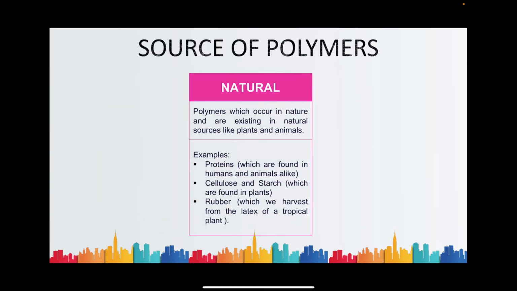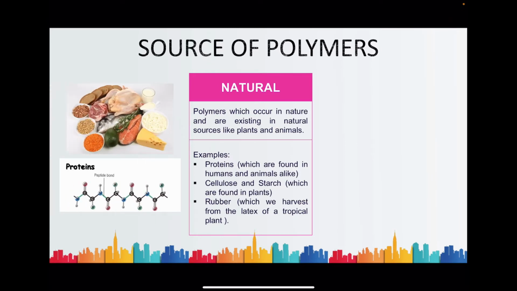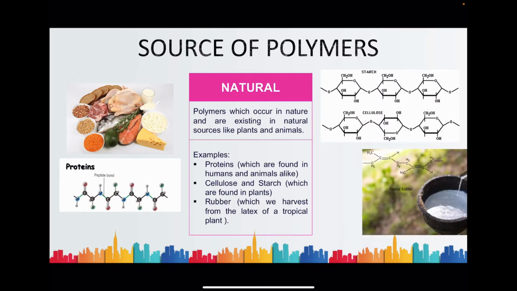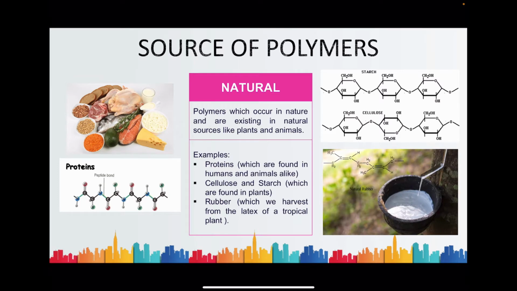The first one, polymers can be found in the natural way, where the polymer occurs in natural and exists in natural sources like plants and animals. For example, protein, where it can be found in humans and animals. And then the second one, cellulose and starch, which are found in plants. And then the third one, rubber, where we can harvest the latex of tropical plants.